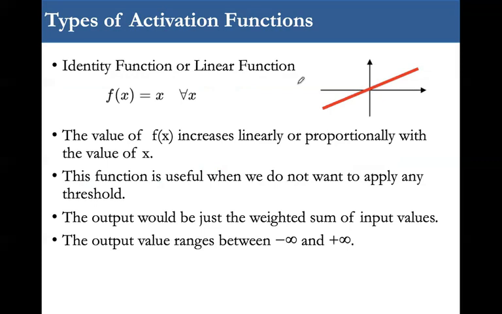The first type of activation function is the identity function or linear function. It is represented as f of x is equal to x for all x. So how does the graph look? Here this is the 0 point, and this is the x-axis, and this is the y-axis. So it represents f of x is equal to x. It means that it represents the x value as such. So the graph goes this way.